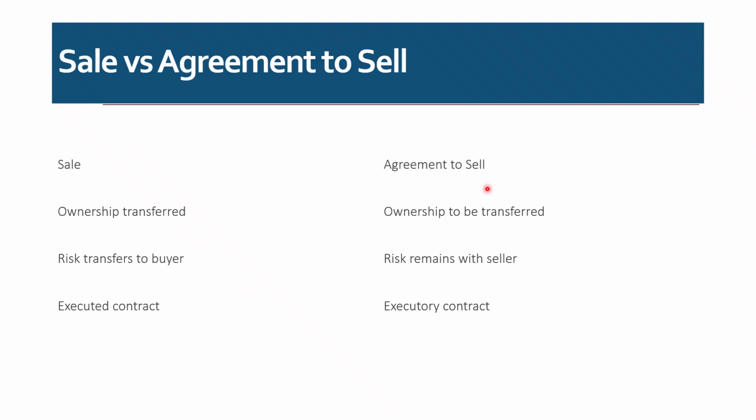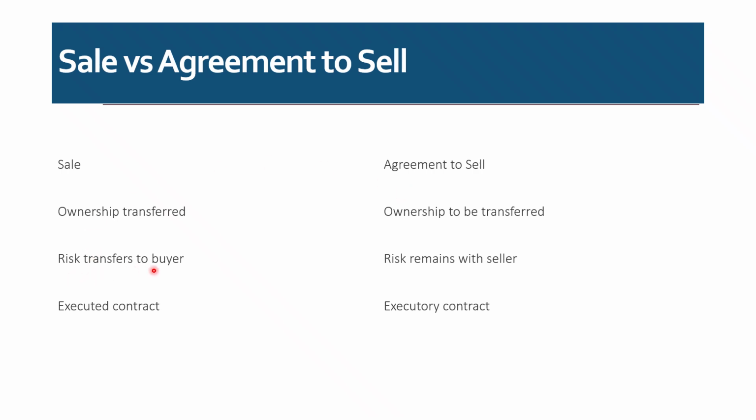Whereas in case of agreement to sell, we are talking about a future sale. So ownership will be transferred later. For instance, if I book a refrigerator that will be delivered next week, it is nothing but an agreement to sell. Why? Because ownership has not yet passed. Therefore, the key difference is ownership: immediate in sale, and future in case of agreement to sell.